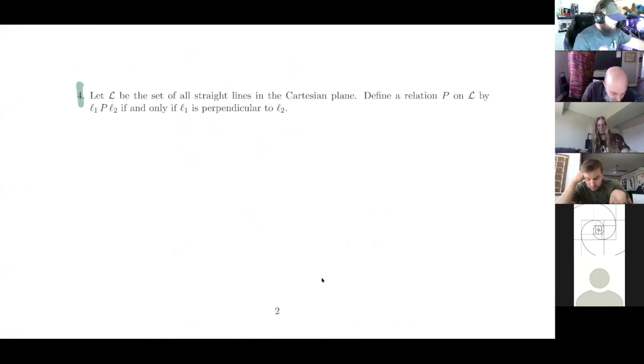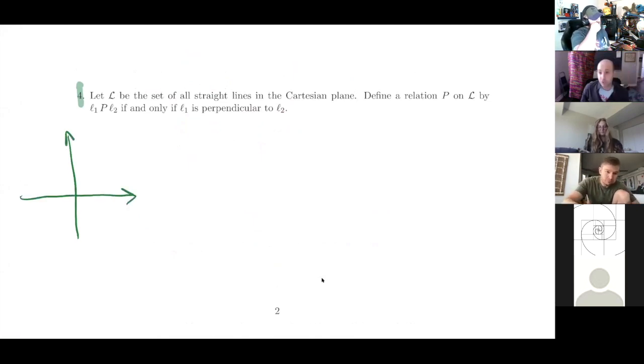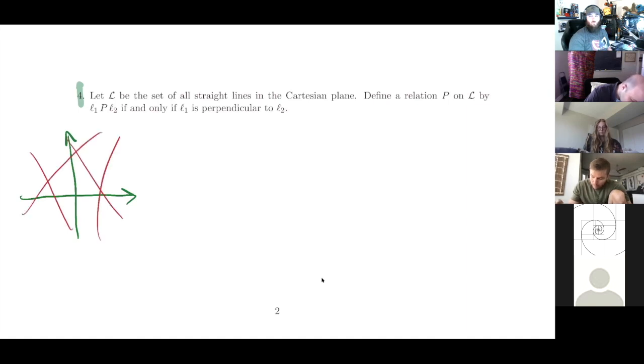Okay, so question number 4. Here we're no longer dealing with numbers in this case, but now our elements are lines in the Cartesian plane. So we've got the Cartesian plane, that means R2. And our elements are lines in the plane.